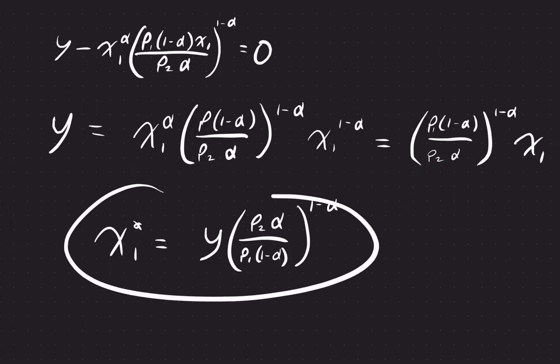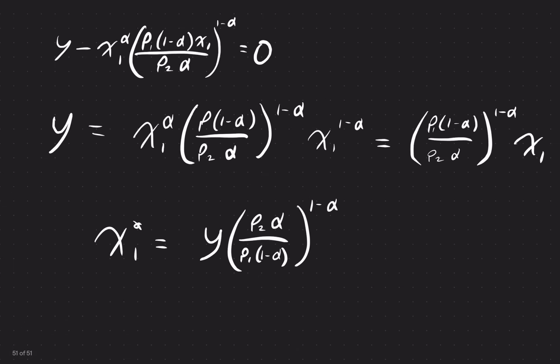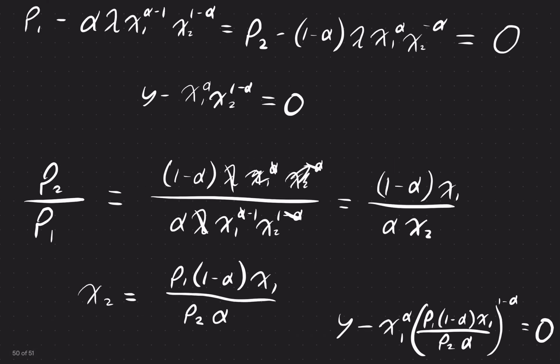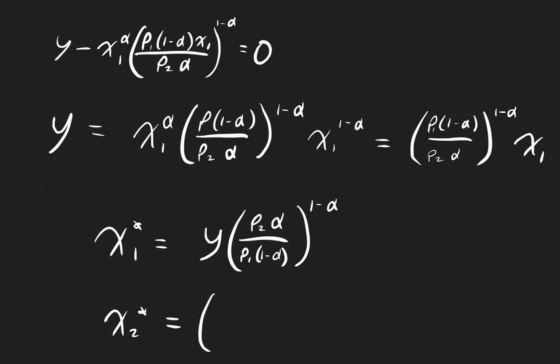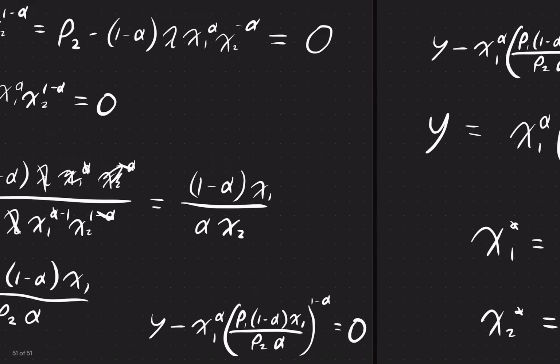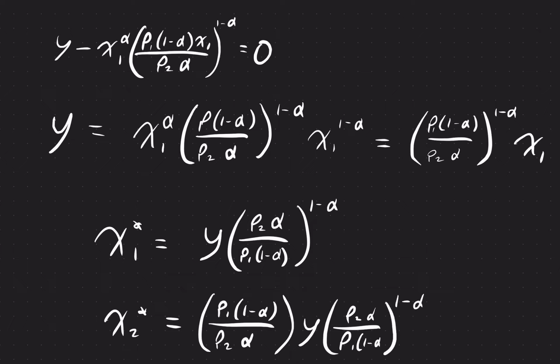So that's our x1, and we can put that in right here to get our x2. So it's going to be x2 star equals p1 1 minus alpha over p2 alpha times y times p2 alpha over p1 1 minus alpha to the 1 minus alpha, and again we can add these exponents.